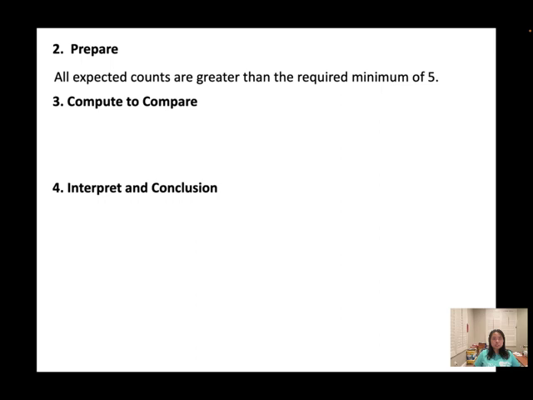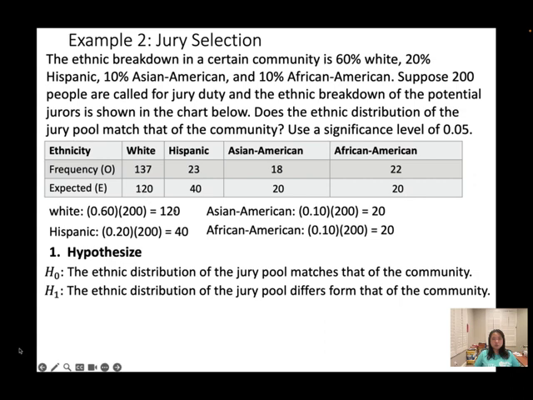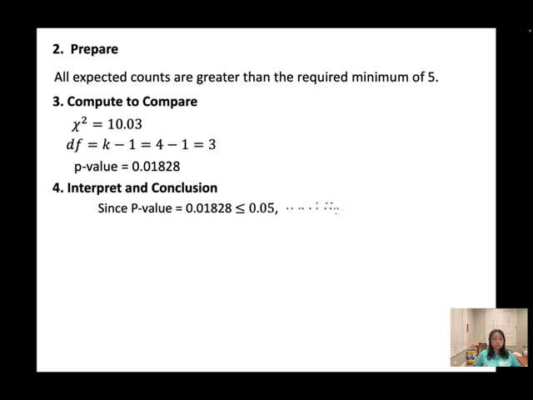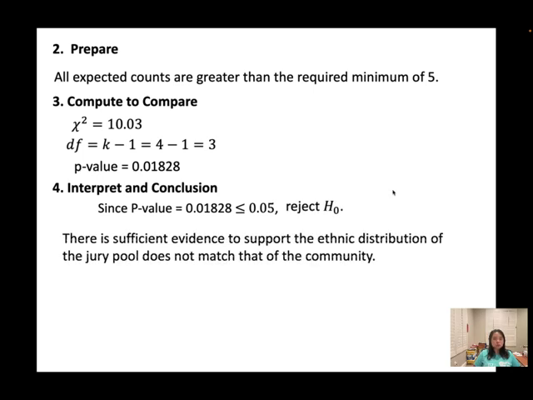And then use your calculator to find the test statistic. You should get this. Degrees of freedom: how many categories do we have? We have 1, 2, 3, 4. So k is equal to 4, 4 minus 1, which is 3. P-value. And then use your p-value to compare with your significance level. So we're going to reject. Conclusion: there is sufficient evidence to support that the ethnic distribution of the jury pool does not match that of the community.